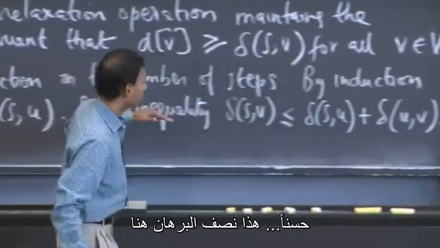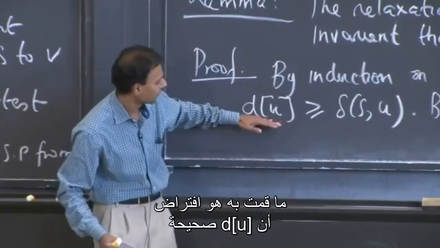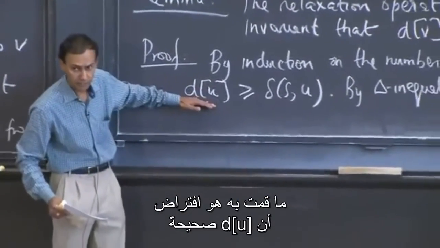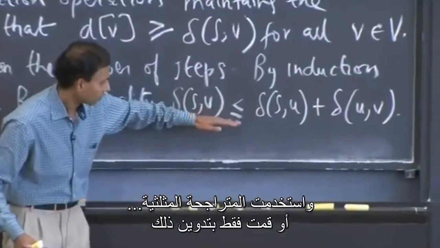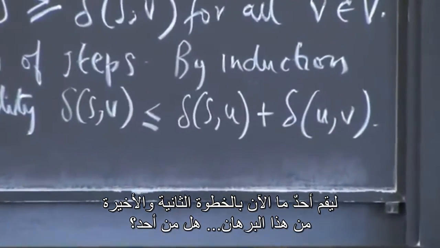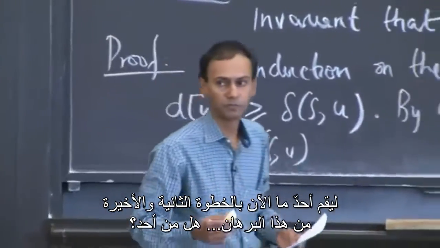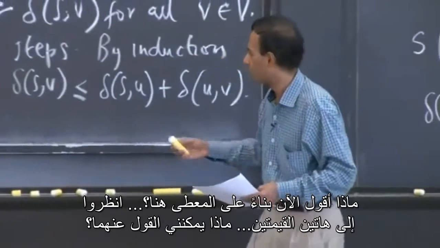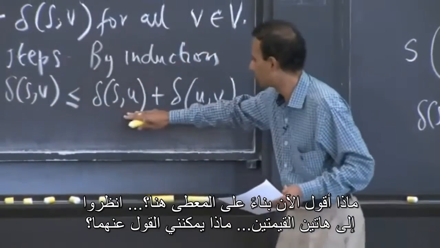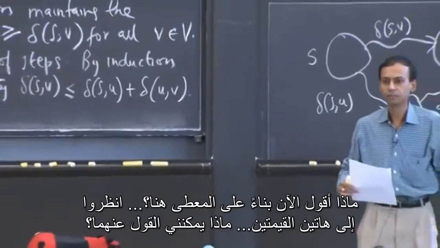So that's half the proof here. What I've done is assume that d(u) is correct, and I've used the triangle inequality, or I've just written this down. Now, someone do the last step or the second to last step of this proof. Anybody? What can I say now, given what I have here? Look at these two values, and what can I say about these values?